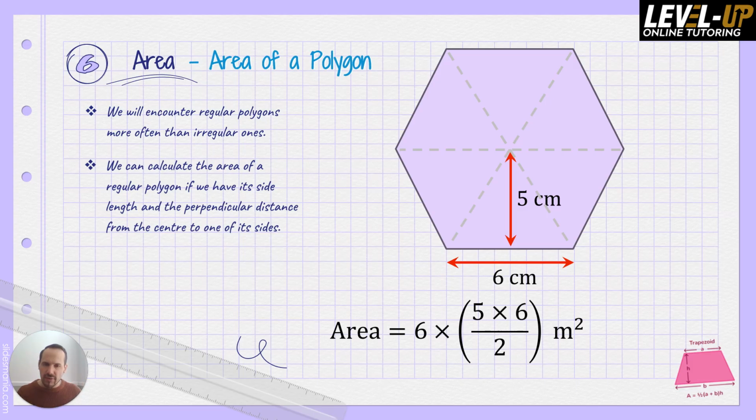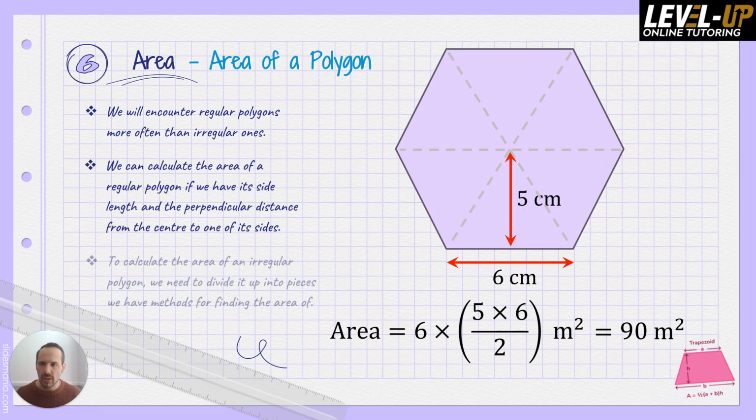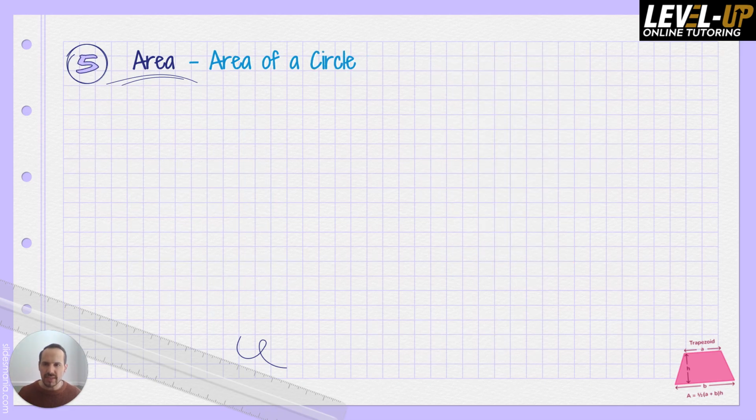So you see there, we can find the area of one triangle and then times it by 6, and we get the area of the full hexagon, which is 90 meters squared. So that's how you deal with a regular polygon. To calculate an irregular polygon, we'll have to divide it up into pieces, thinking more generally.